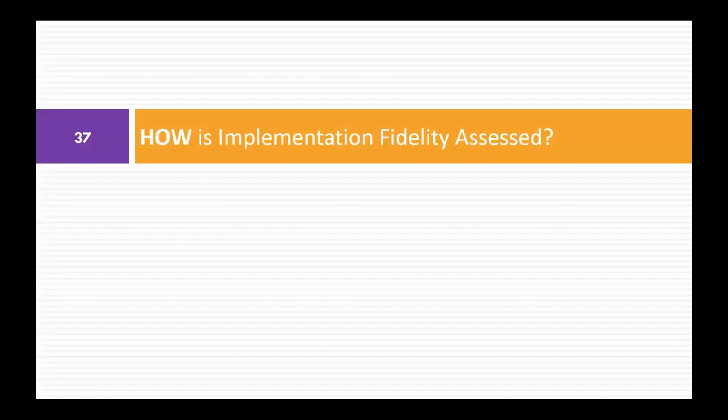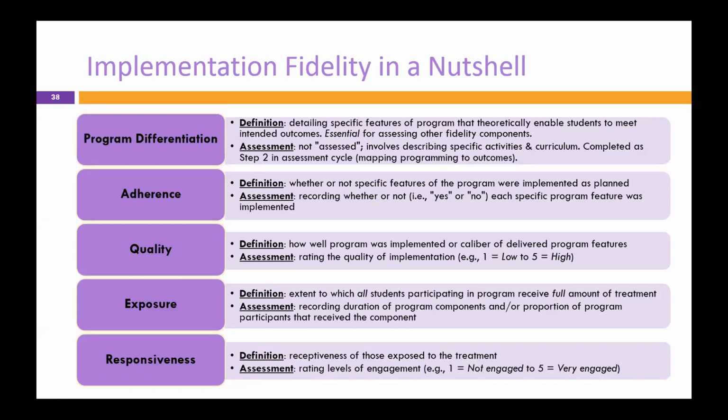All right, so how do we go about assessing implementation fidelity? My students and I created this little one-pager to help. You can see there's five areas. The first area is program differentiation, hands down, most important. This is where the faculty or student affairs professionals lay out the specific aspects of the program. This is where they lay out, if we do X, Y, and Z, it should result in changes in this outcome. This takes the longest time.